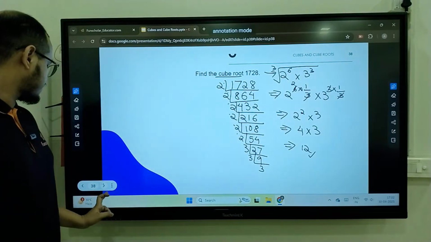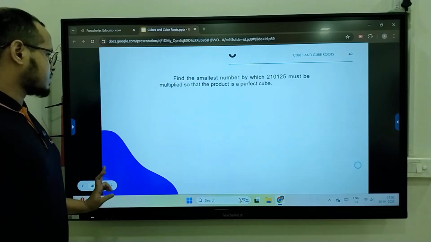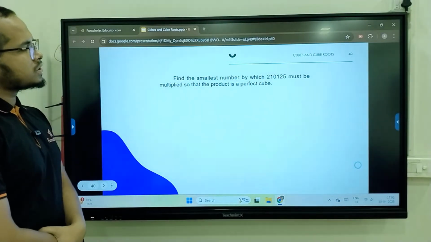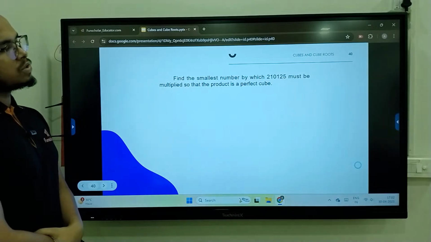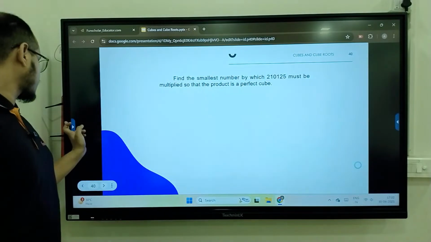Okay, let's continue. Now find the smallest number by which 210125 must be multiplied so that your product is a perfect cube. Let's begin.